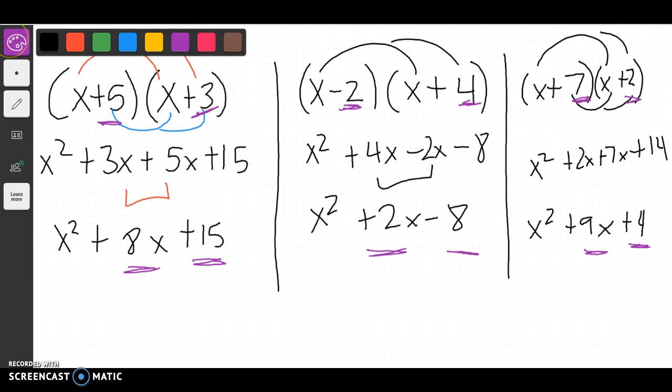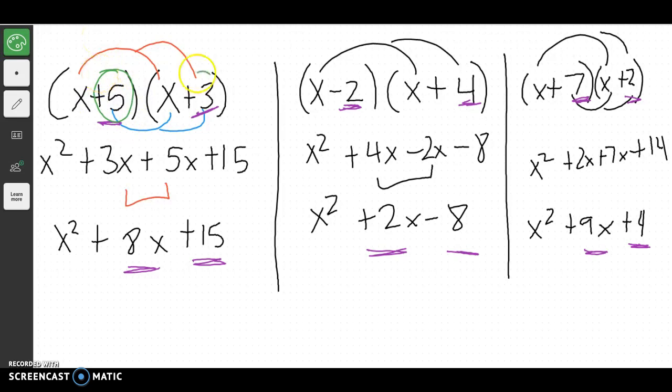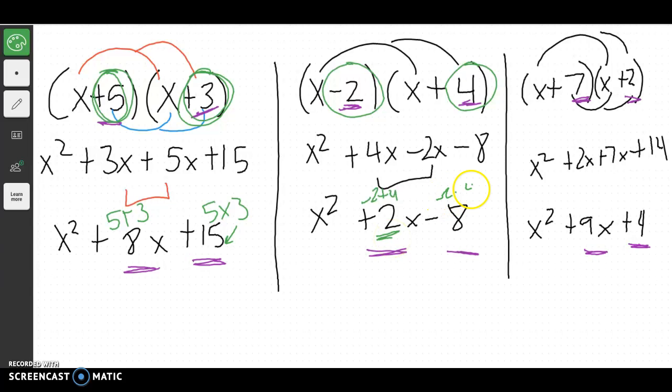Hopefully when you looked, you go, oh, that 5 and that 3, well, they add to 8. The 5 and 3 here, the 5 times 3 multiplied together to give me 15. Let's see if the pattern keeps going here. Well, that's a -2, and that's a 4. And -2 plus 4 would give me 2. Good. And then -2 times 4, oh, that would give me -8. Perfect. Same thing here. I would have 7, and I would have 2. Oh! 7 plus 2 would give me 9.